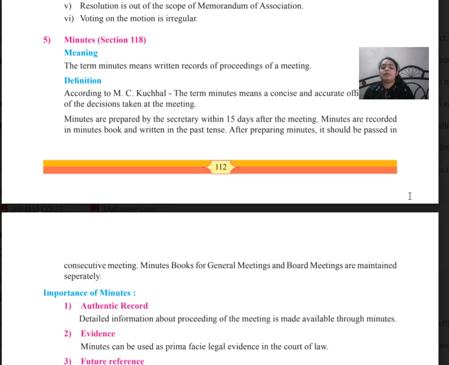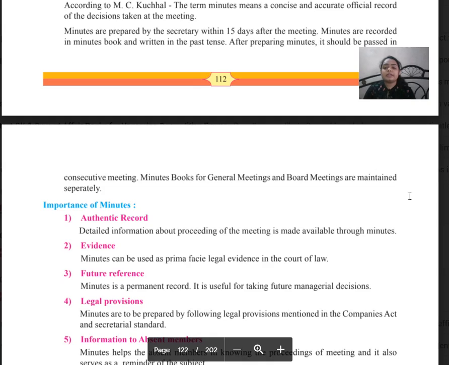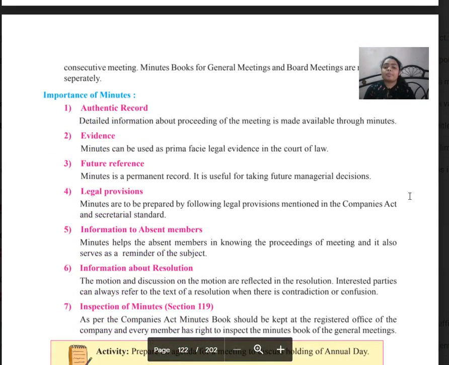So remember, these are prepared by the secretary within 15 days after the meeting, and recorded in the minutes book and written in past tense because it is recorded after the meeting is over. After preparing minutes, they should be passed in a consecutive meeting, and minutes books for board meeting and general meeting are maintained separately. Two separate books are maintained, and records are kept right from the first meeting till date. Since nowadays it is electronic, it has become easy to save all the data required for such meetings.